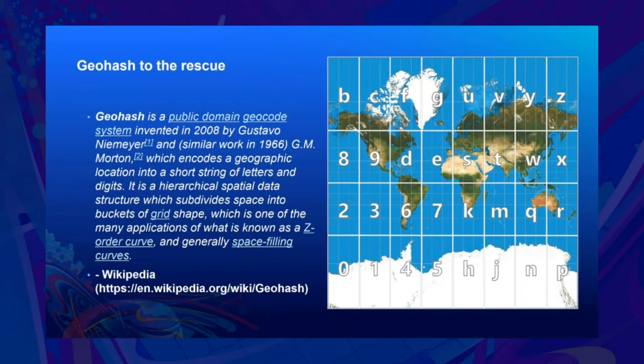So what is Geohash? Geohash is a public domain geocoding system invented in 2008 and essentially encodes geographic information into a short string of letters and digits.